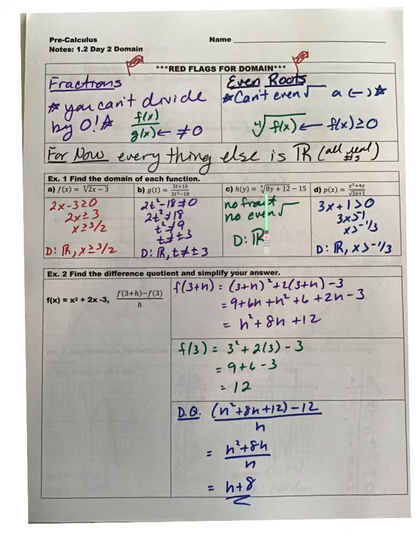All right, so C, I look at my function. Do I have a fraction? No. Do I have an even radical? No. So for now, everything else, all real numbers.